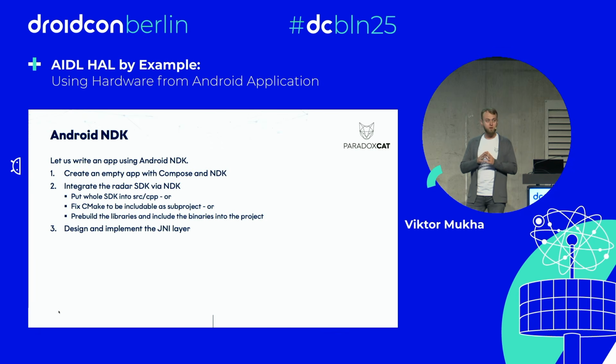So we create an empty app, let's say with Compose and NDK. We can integrate the Radar SDK via NDK into the app. There are different options to do that. I won't go into details here. It doesn't really matter. And then you design and implement the JNI layer between the Infineon SDK and your application. It could be as thin as you may need it, right? So you don't have to expose the whole SDK to your app.